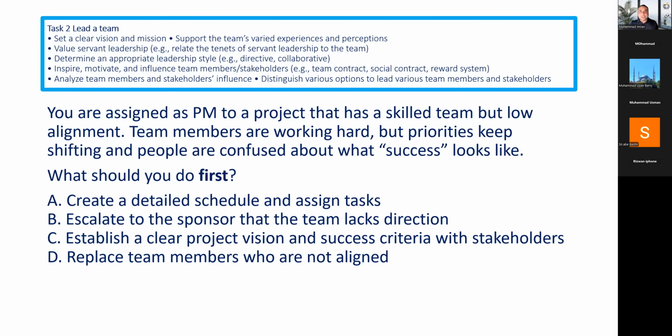You are assigned as project manager to a project that has a skilled team, but low alignment. Team members are working hard, but priorities keep shifting and people are confused about what success looks like. You can do many things, but what should you do first? Let's see what are the options available.